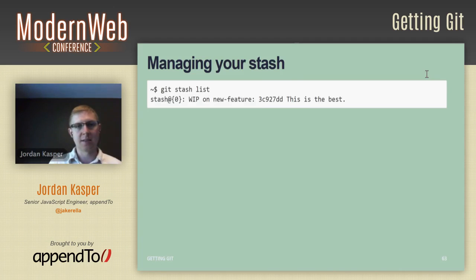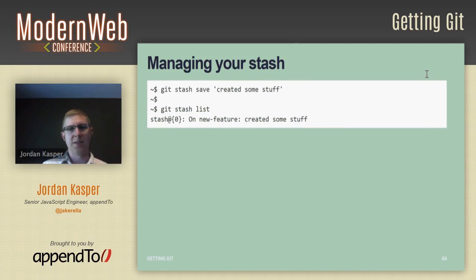I can do git stash list, and when I do that, you can see that it has stash@{0}, so 0 is the index. So it says stash@{0} is a WIP, work in progress, on new feature branch, and it says "this is the best". So what does that mean? What it's saying is you stashed some changes, and the commit right before that was 3C927DD, and the commit message was "this is the best". So that's the commit that happened right before all of the work that you stashed. Now that's okay, but that's not terribly helpful. It doesn't really tell you what you were working on. It tells you what had already been done.